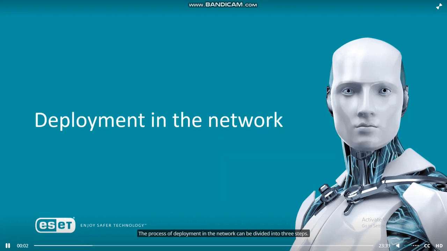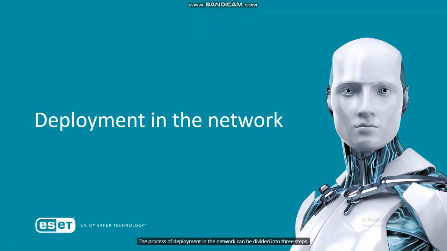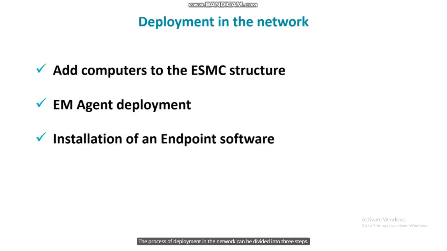The process of deployment in the network can be divided into 3 steps. The first step is adding the computers to the ESMC structure. This, of course, is necessary only for remote agent deployment from ESMC Web Console. The second step is deploying EM agents to client computers.